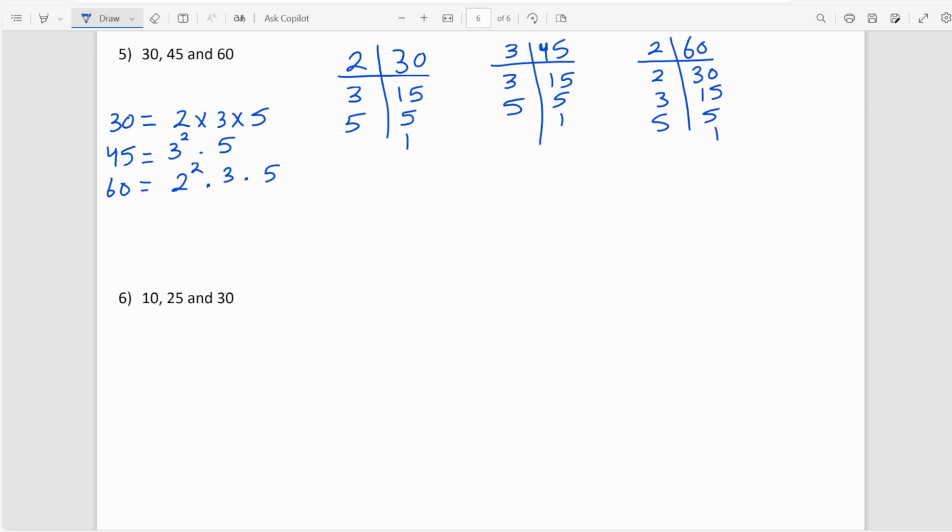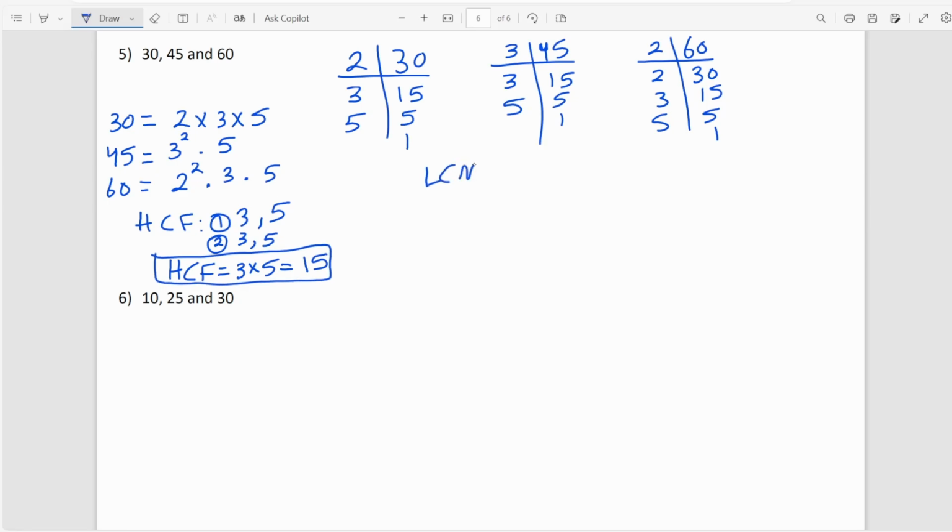And now for the HCF, I will select the common. So we can see here that 2 is not common for everybody. The 3 is common for everyone, and the 5 is also common for everyone. Second thing, I will select the lowest power for the 3. Lowest power for the 3 is just 3, and the lowest power for 5 is 5. So HCF is going to be 3 times 5, which is 15. All right, so hopefully this was clear.